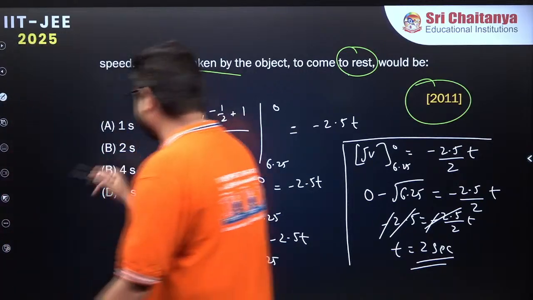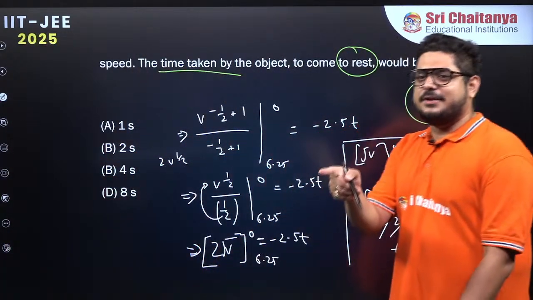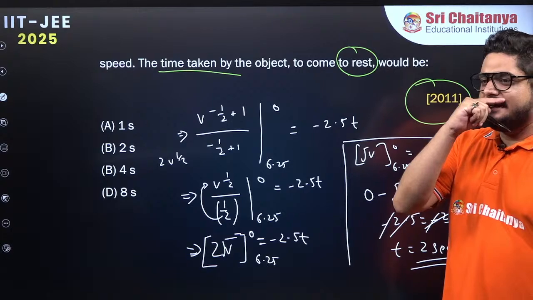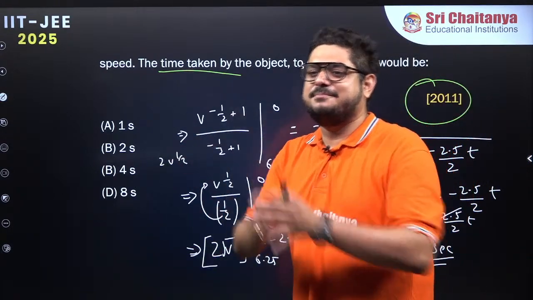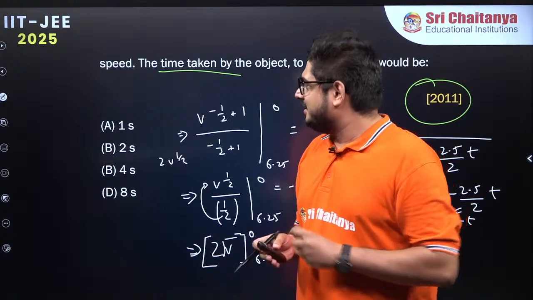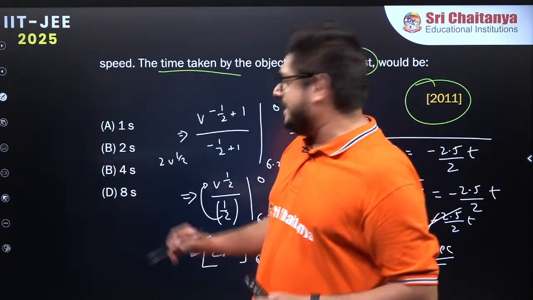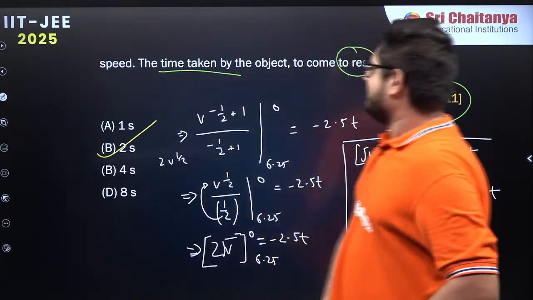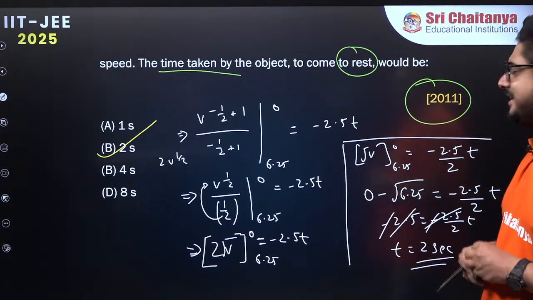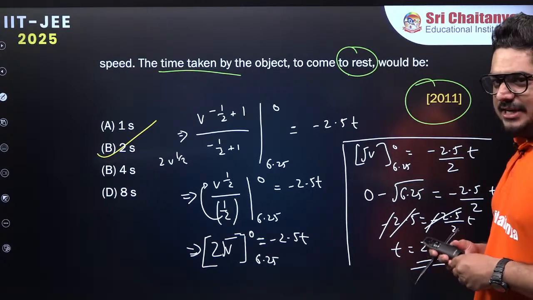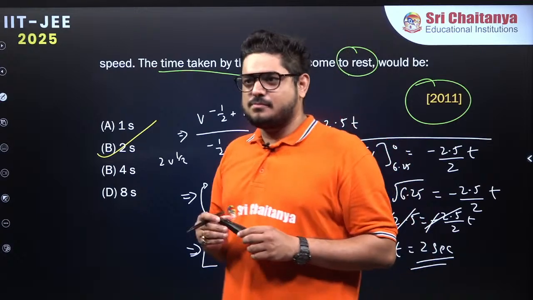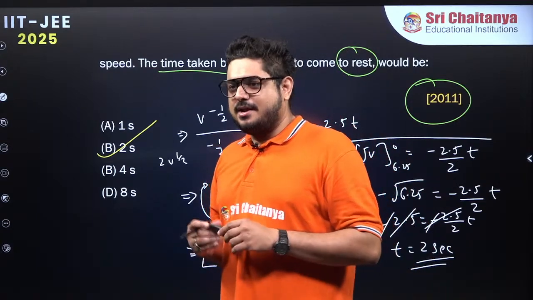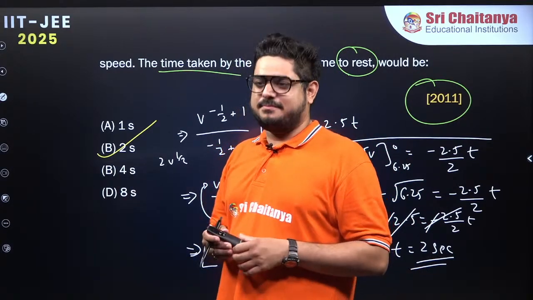Write down the option over there. Which option do you think? Write down the option, everyone. Which option are you getting? Option B. 2 seconds is the correct answer, isn't it? B is going to be the correct answer to this question. Okay? Let's proceed to the next problem.